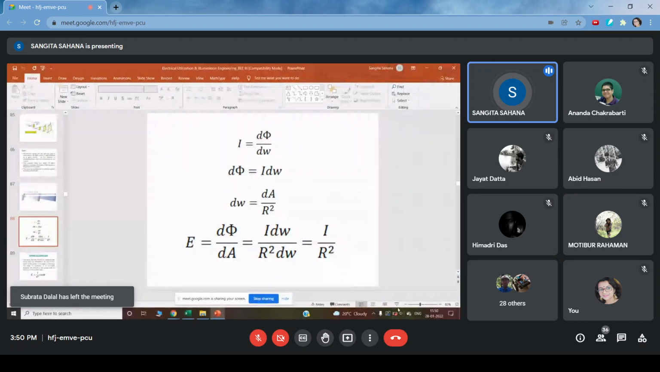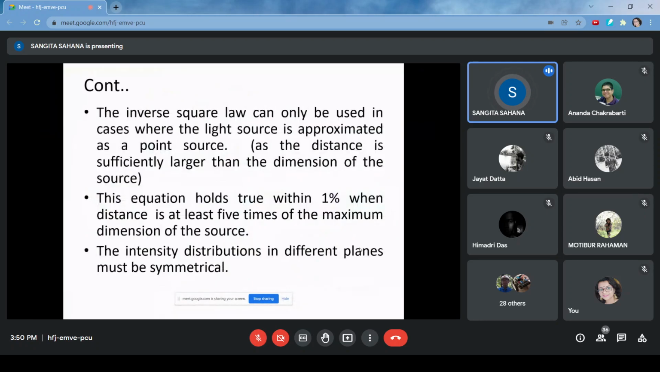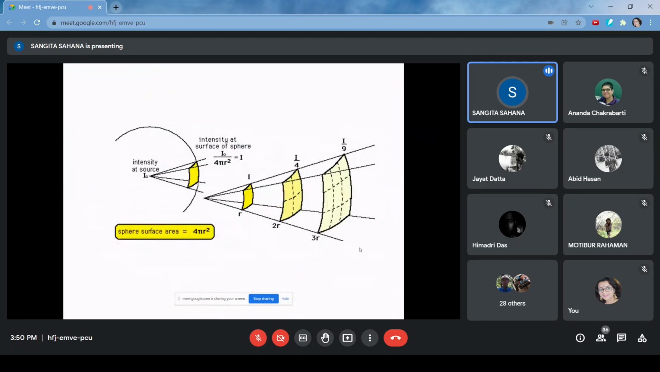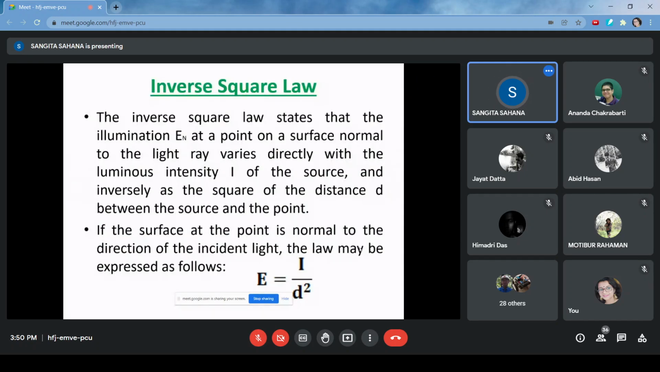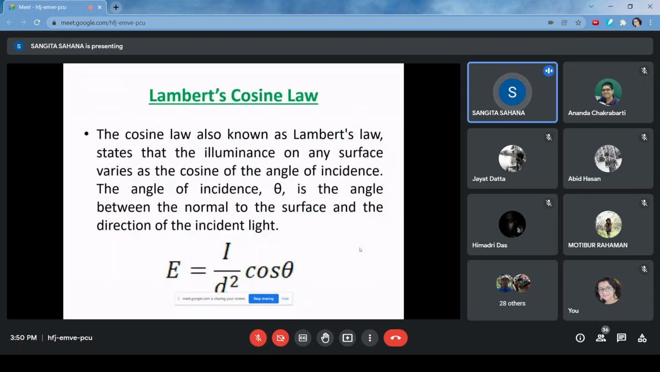Okay, so the third one was the same, just here we express the distance in terms of the mounting height of the source. So it was I cos cube theta by h square. Next is Lambert's cosine law. This law states that the illuminance on any surface varies as the cosine of the angle.